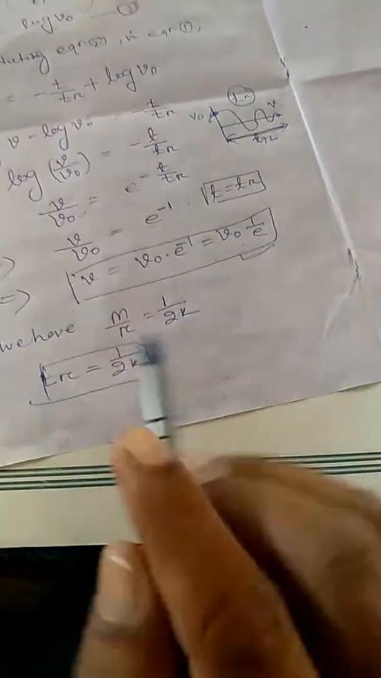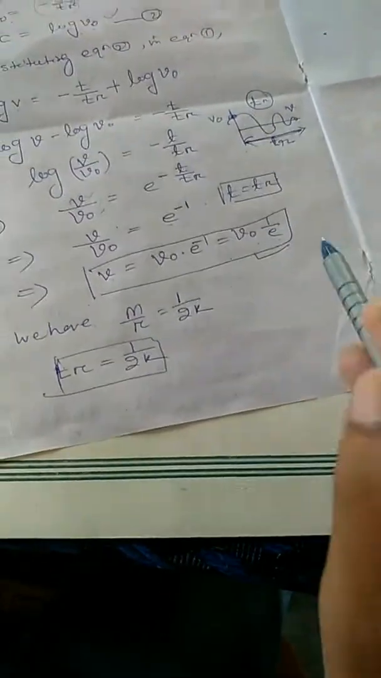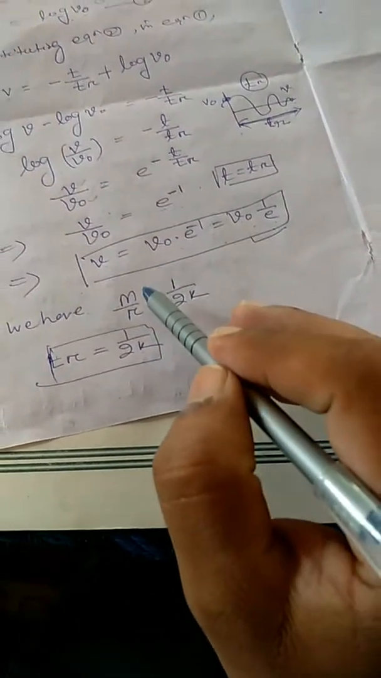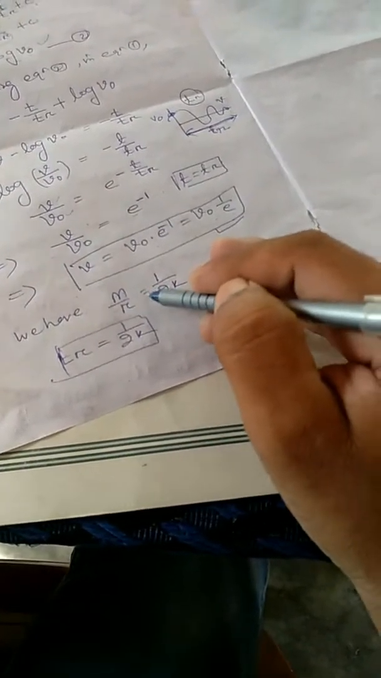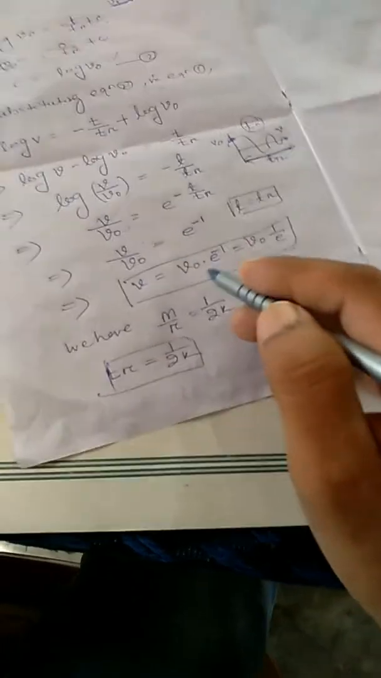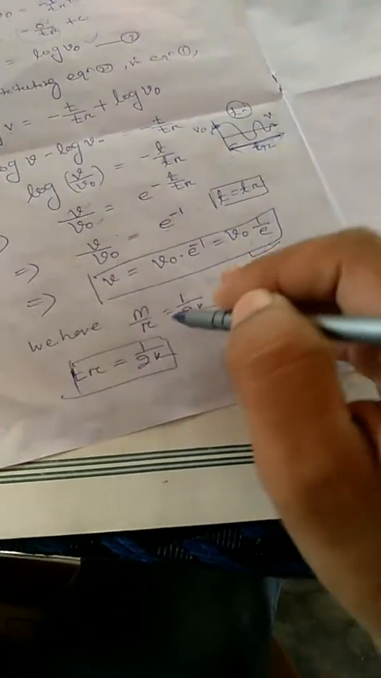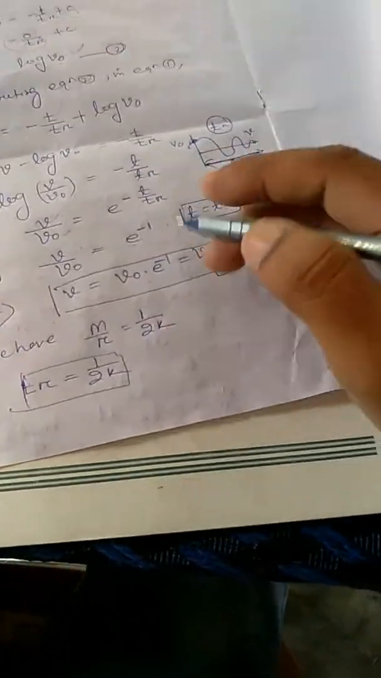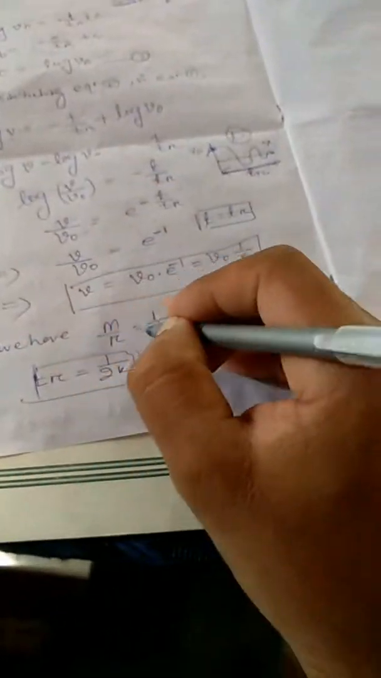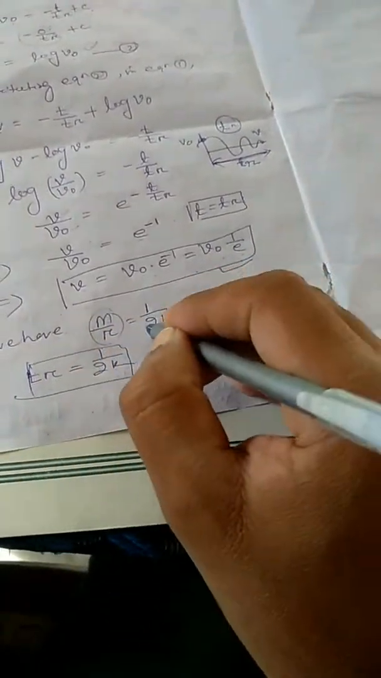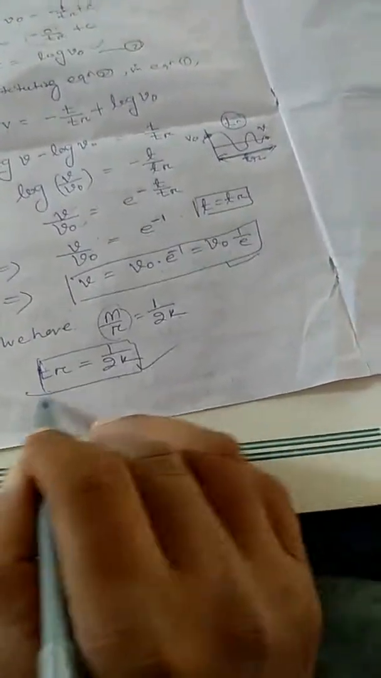We derived it. Already we have taken M by R is equal to TR. We already know in the damped vibration equation that M by R is equal to 1 by 2k. So this M by R we have taken as TR. So TR is equal to 1 by 2k. It is the relaxation time.